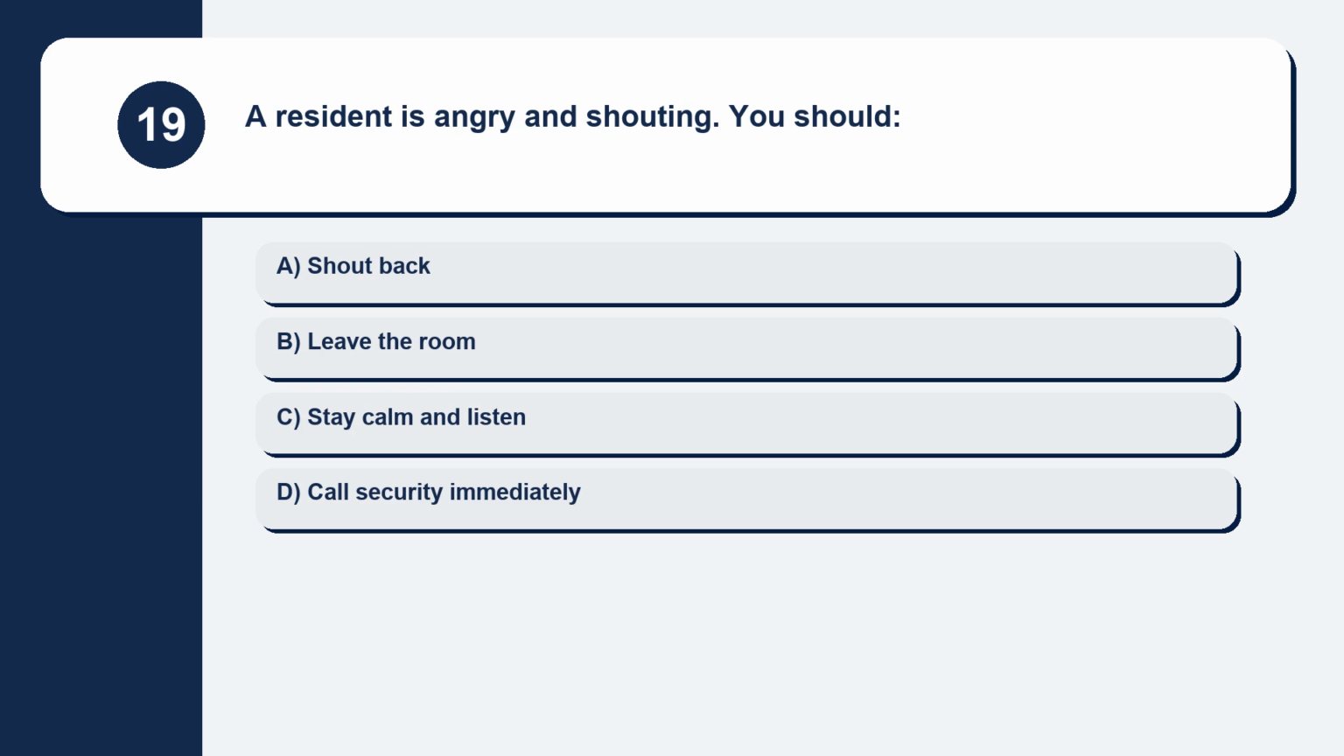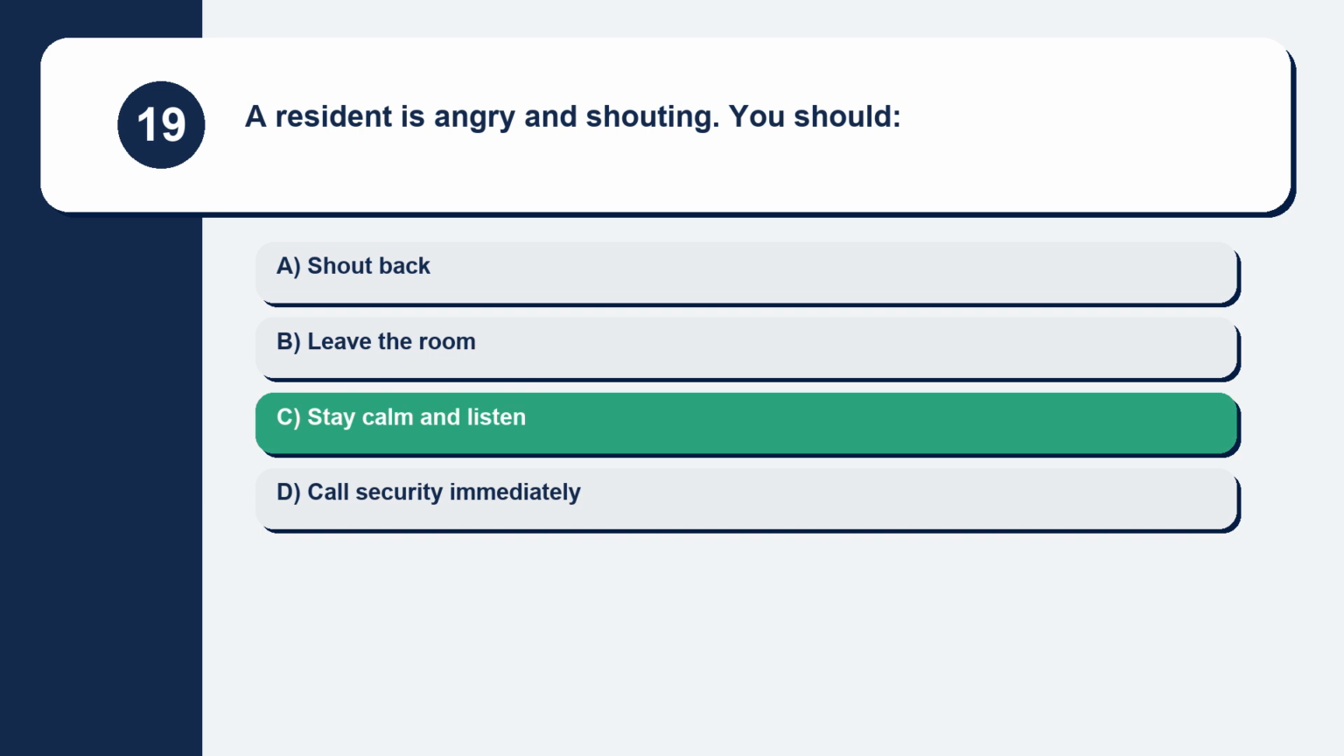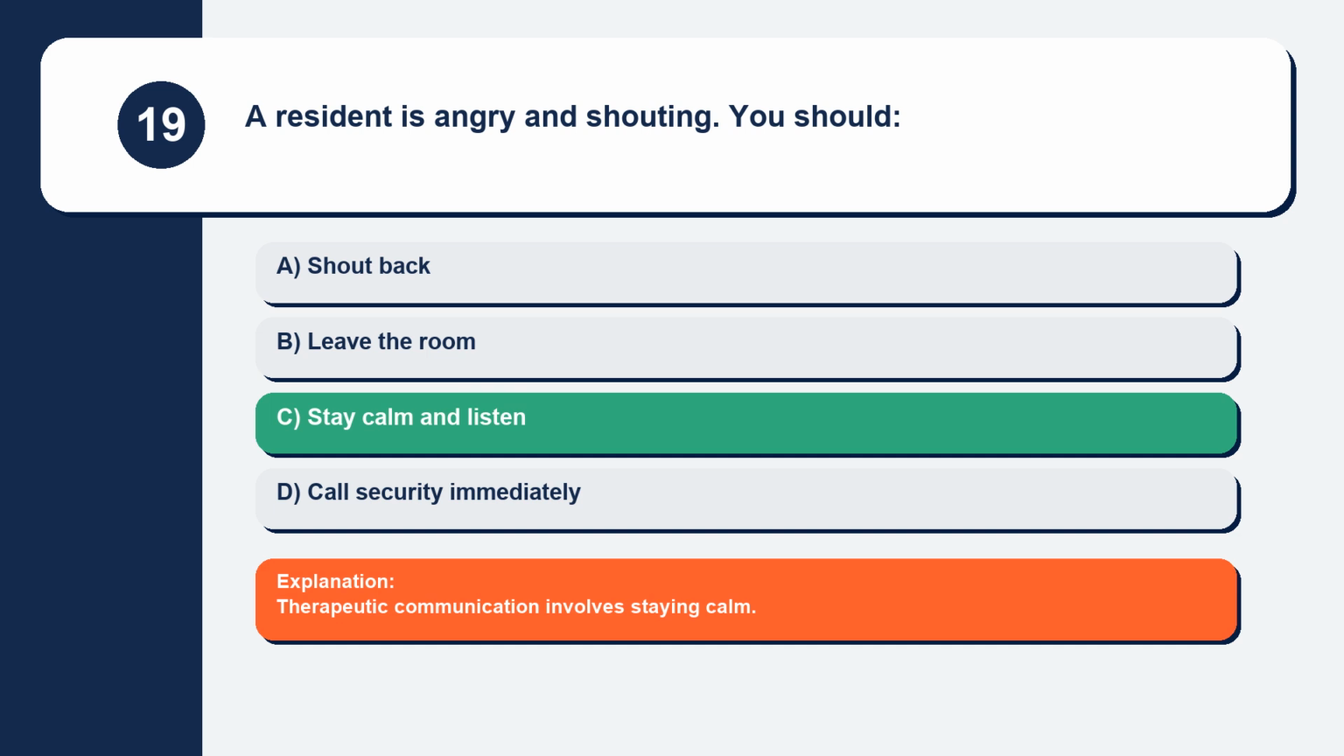Question 19. A resident is angry and shouting. You should shout back, leave the room, stay calm and listen, call security immediately. Therapeutic communication involves staying calm.